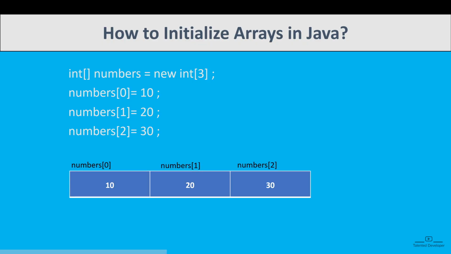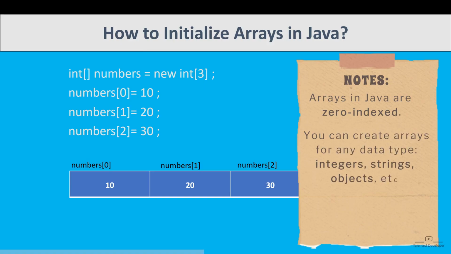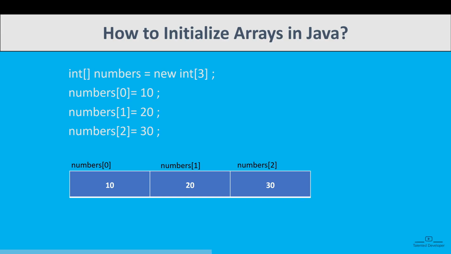You can also initialize arrays in Java using the index number. You have to always remember that array index always starts from 0. That means the first element of an array is at index 0. So here index 0 contains the value 10, index 1 contains the value 20, and index 2 contains the value 30. Please remember the points: arrays in Java are zero-indexed. You can create an array of any data type like integer, string, object, etc. And arrays have a fixed size once initialized. So if the size of an array is n, then the last element of the array will be at index n minus 1. Please don't get confused, we will see it with an example.